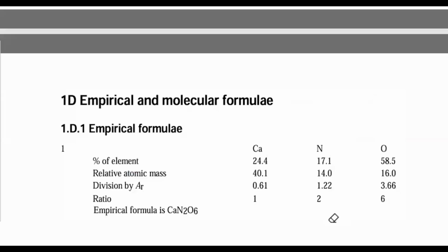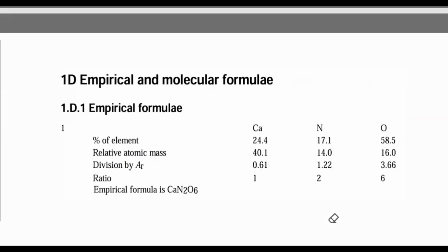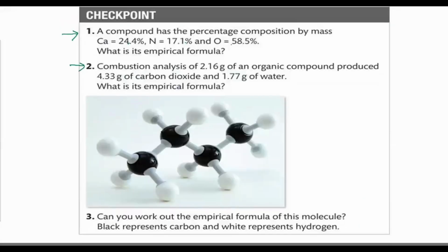Okay, so here is the answer. Are you getting calcium, nitrogen and oxygen in the ratio of 1 to 2 to 6? So it's Ca(NO3)2, or you can simply write CaN2O6. That's the ratio form. Got it, everyone? Now we have one more last question.